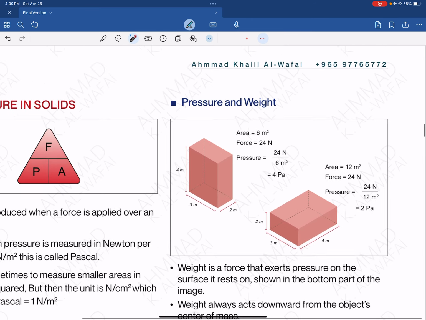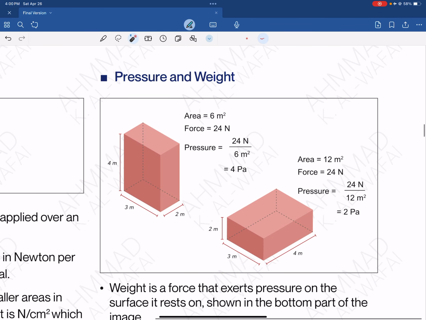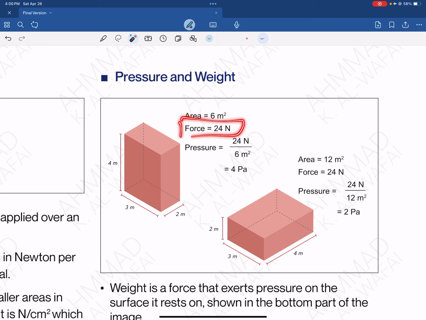So let's dive into a different idea. Here you've got this concrete block and it's laid over in a different position every time. So the force is 24 Newton for this block, and this time the area is 6. How could I get the area 6? As you could see, this is the area resting, right? And the block has a weight of 24 newtons.